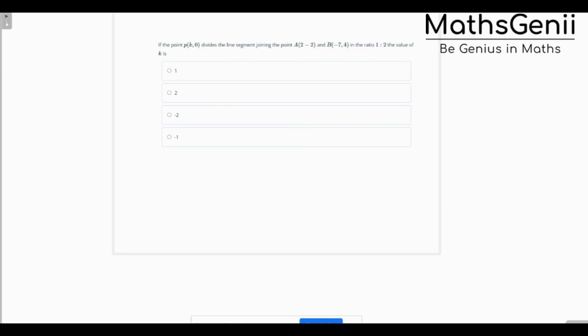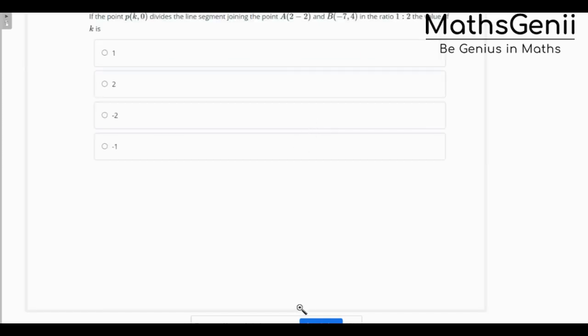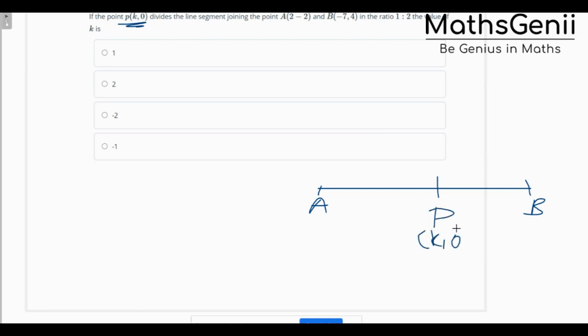Okay. Now let's look at this question. Understand this with the help of a diagram. In the question, there are 2 points A and B. Now it says that this point P divides the line. It is K, 0. And what is A? 2, minus 2. What is B? Minus 7, 4. Okay. Now this is dividing the line in the ratio of 1 is to 2.